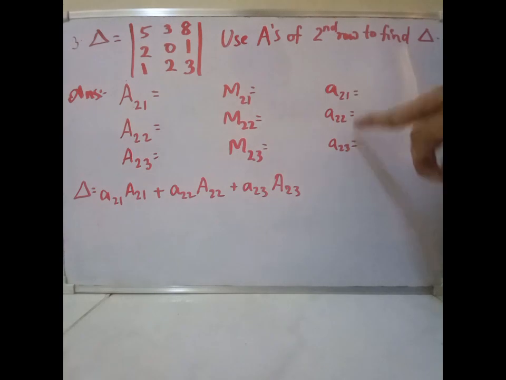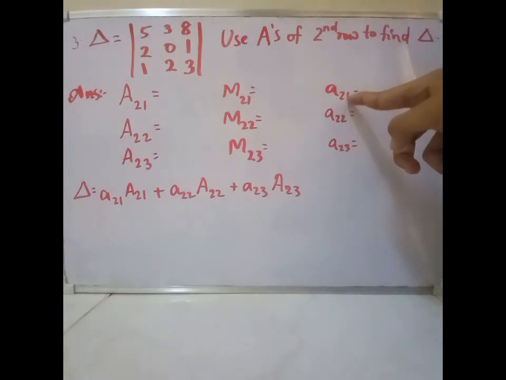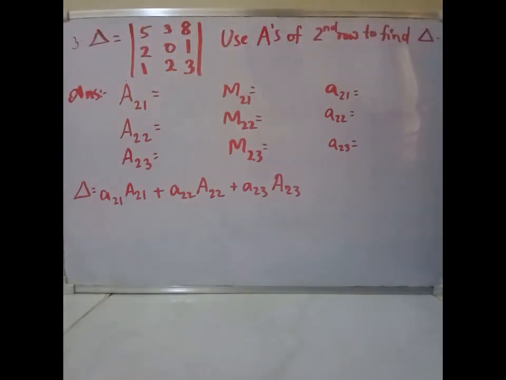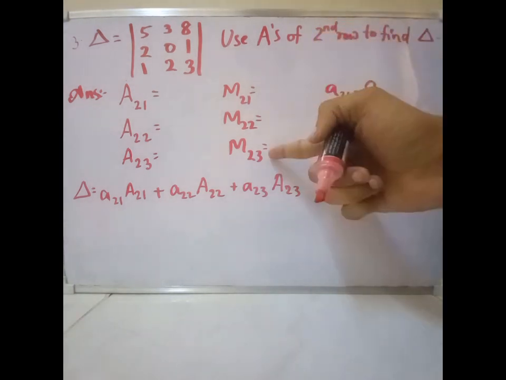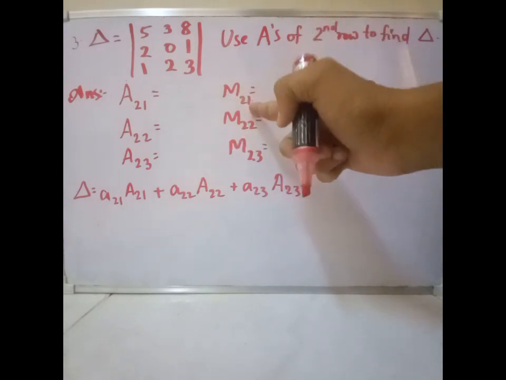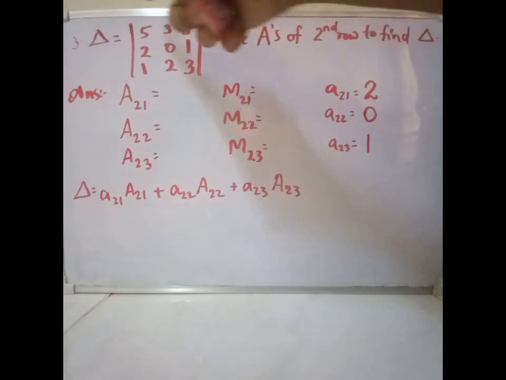So we need the elements of the second row also. So if you check what are the elements of the second row, the second row elements would be 2, 0, 1. So the first one is 2, second one is 0, and third one is 1. Now let's find the minors, then only we can find the cofactors, right? So M21 means second row and first column.